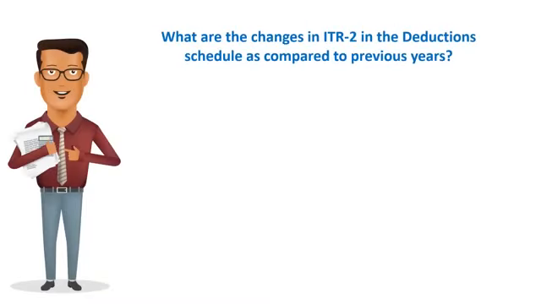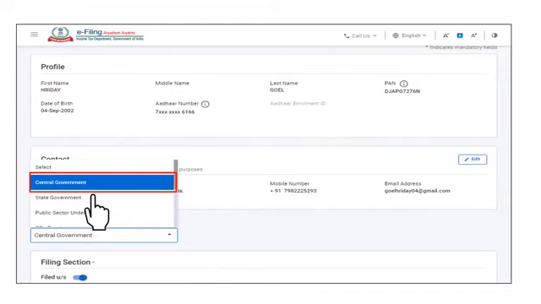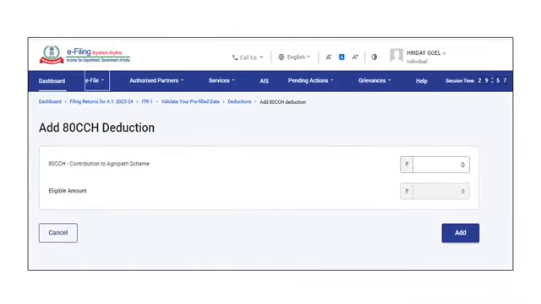Let us now see what are the changes in ITR 2 in the deduction schedule as compared to the previous year. With effect from assessment year 23-24, deduction under section 80CCH has been added. The entire amount contributed by the applicant and the central government to the Agniveer Corpus Fund is applicable for tax deduction under section 80CCH. The deduction is available if you have selected central government as the nature of employer. You can then add the eligible amount of deduction under section 80CCH as contribution to Agnipath scheme.